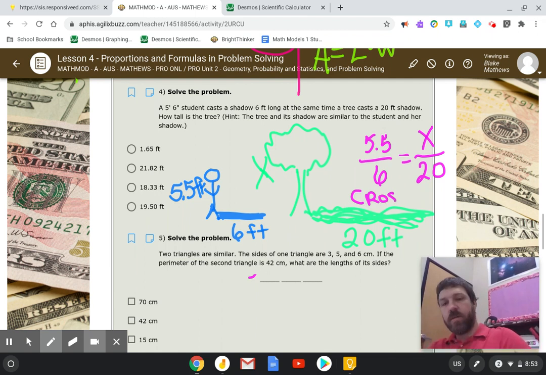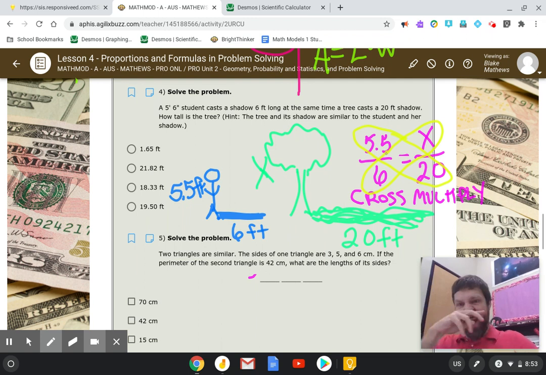Write that down, cross multiply. Hopefully you remember what that is. Cross multiplication is when we take the diagonal values in the problem and multiply them times each other. We'd multiply 5.5 and 20, 6 and X. They would be equal to each other, and then we would solve for X. So I'm going to let you finish that one out.